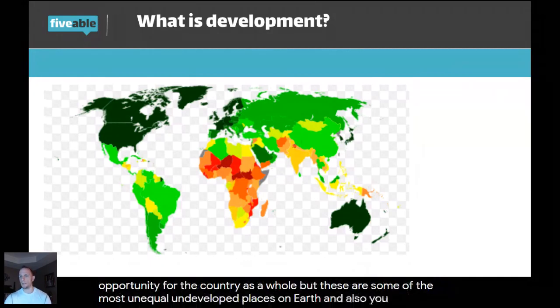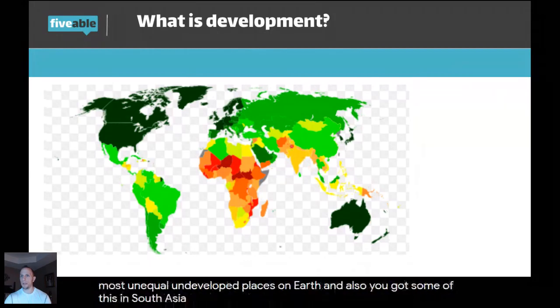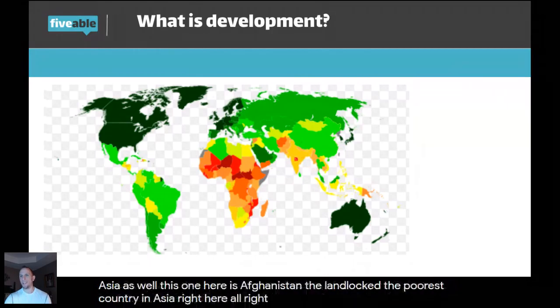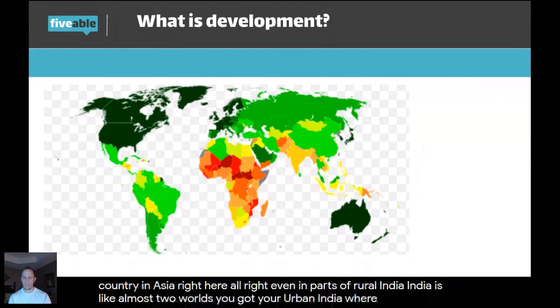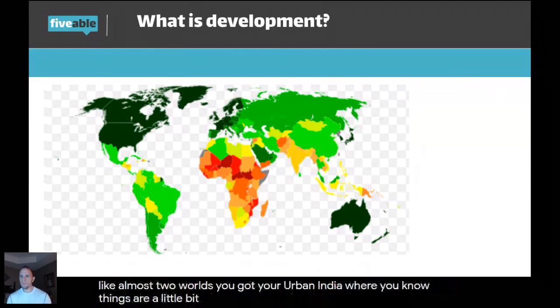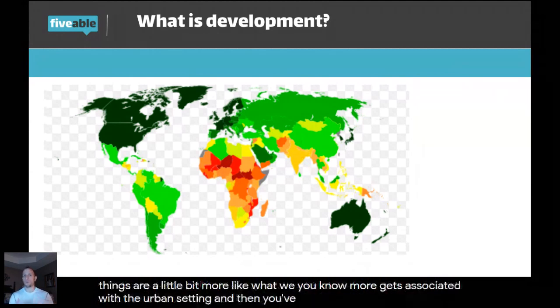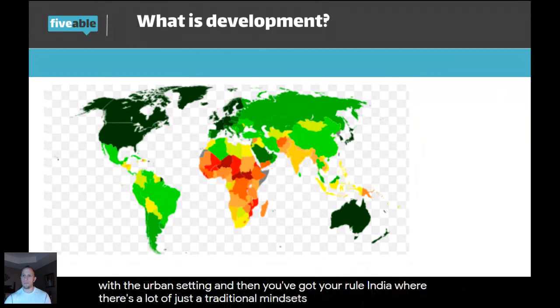And also you've got some of this in South Asia as well. This right here is Afghanistan, the landlocked, the poorest country in Asia right here. All right. Even in parts of rural India, India is almost two worlds. You've got your urban India where things are a little bit more like what we associate with the urban setting, and then you've got your rural India where there's a lot of traditional mindsets that are centered on arranged marriages and things of that sort.